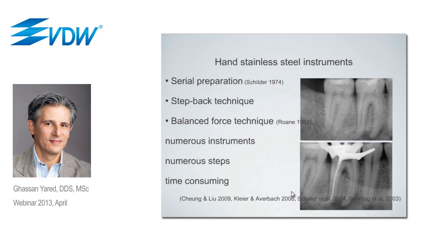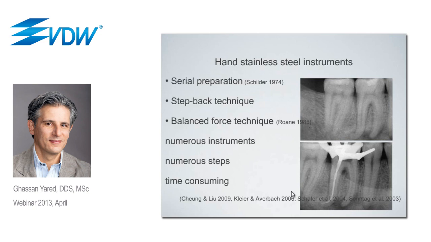Now there are many hand instrumentation techniques using hand stainless steel instruments. There is, for example, the serial preparation of Schilder. There is the step back technique. There is the balance force technique from Roane. All these techniques can be very good techniques. However, those techniques require the use of numerous instruments in numerous steps, and they are time consuming.